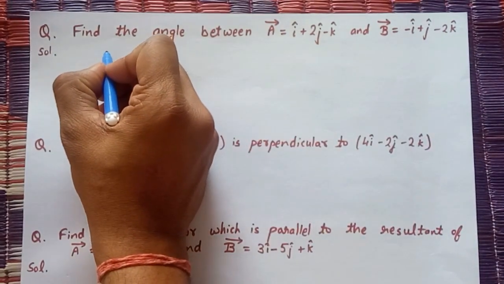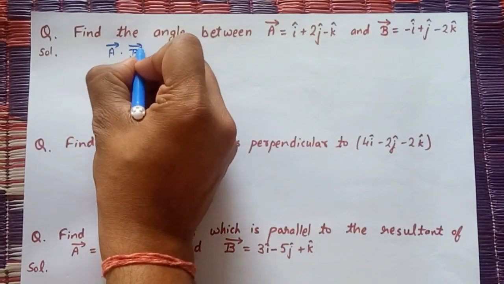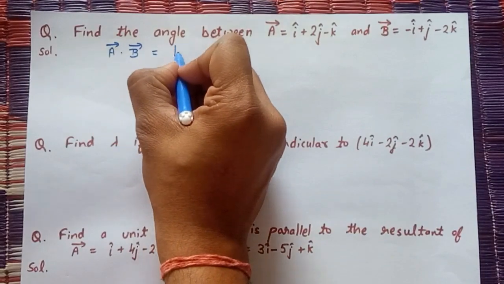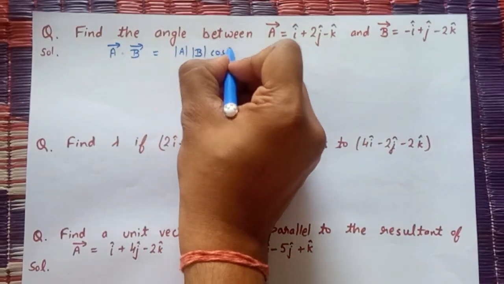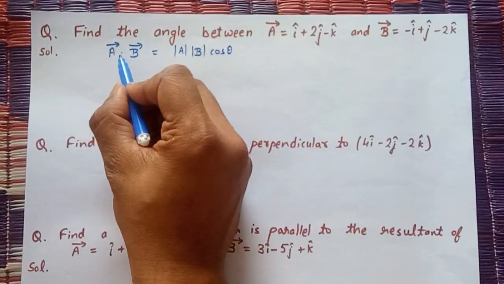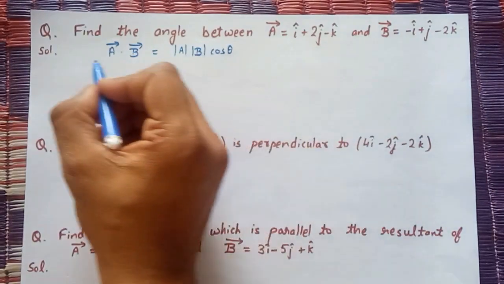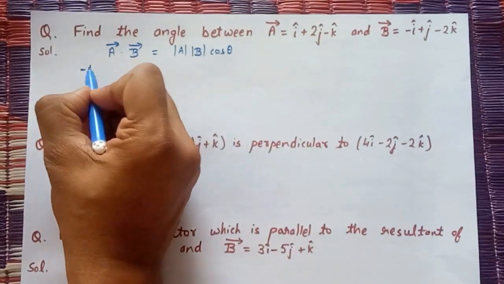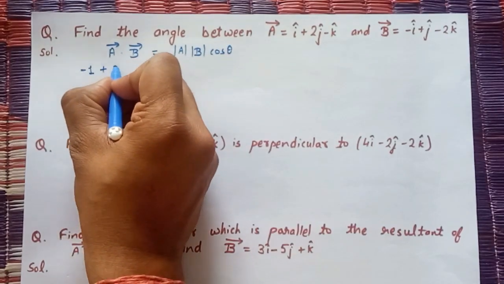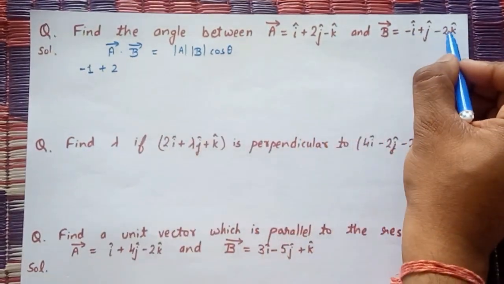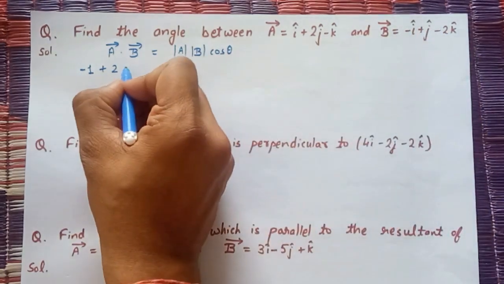We know that a vector dot b vector is equal to mod of a, mod of b, cos theta. So to find the dot product of these two vectors, 1 multiplied by minus 1 will be equal to minus 1. 2 multiplied by positive 1 will be equal to 2, and minus 1 multiplied by minus 2 will be equal to plus 2.